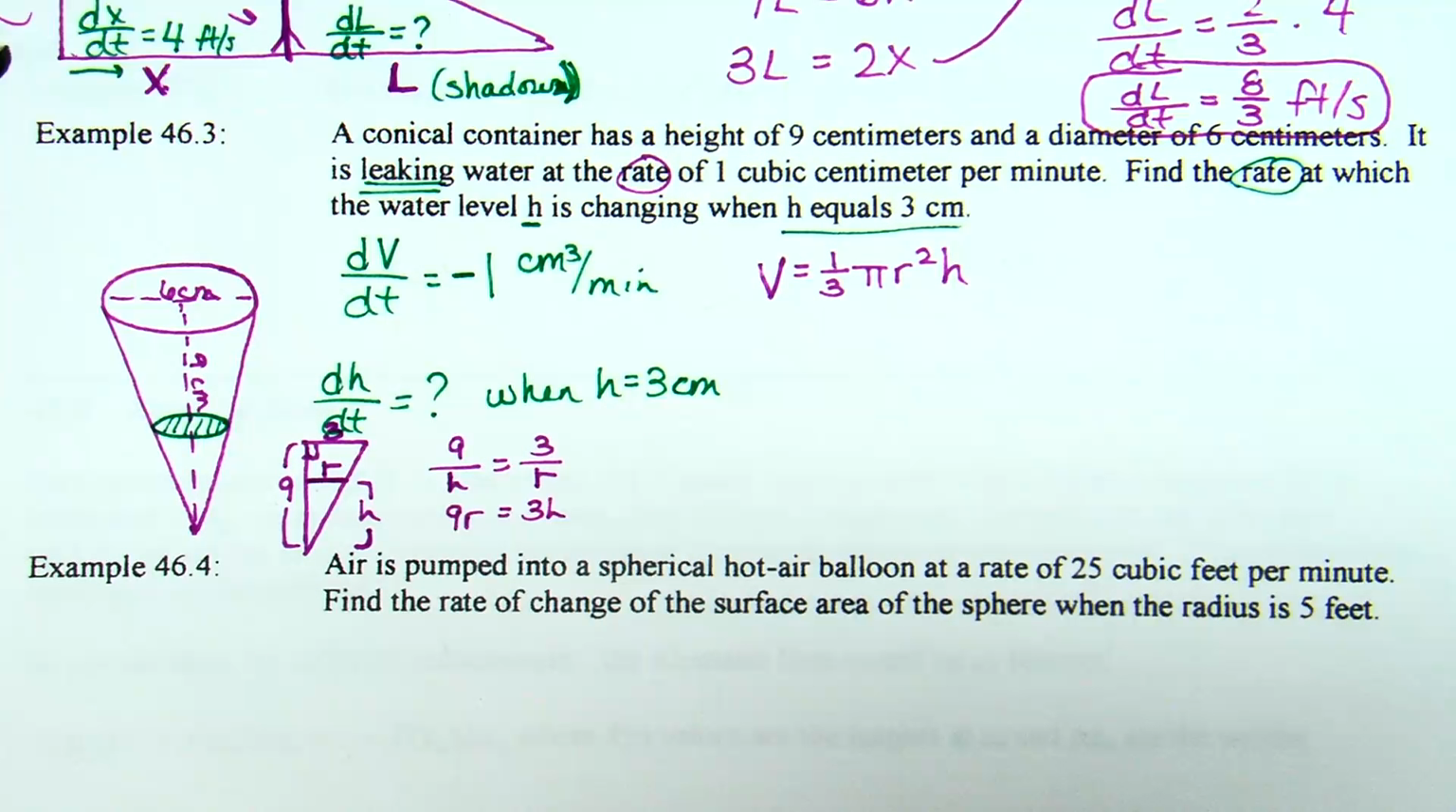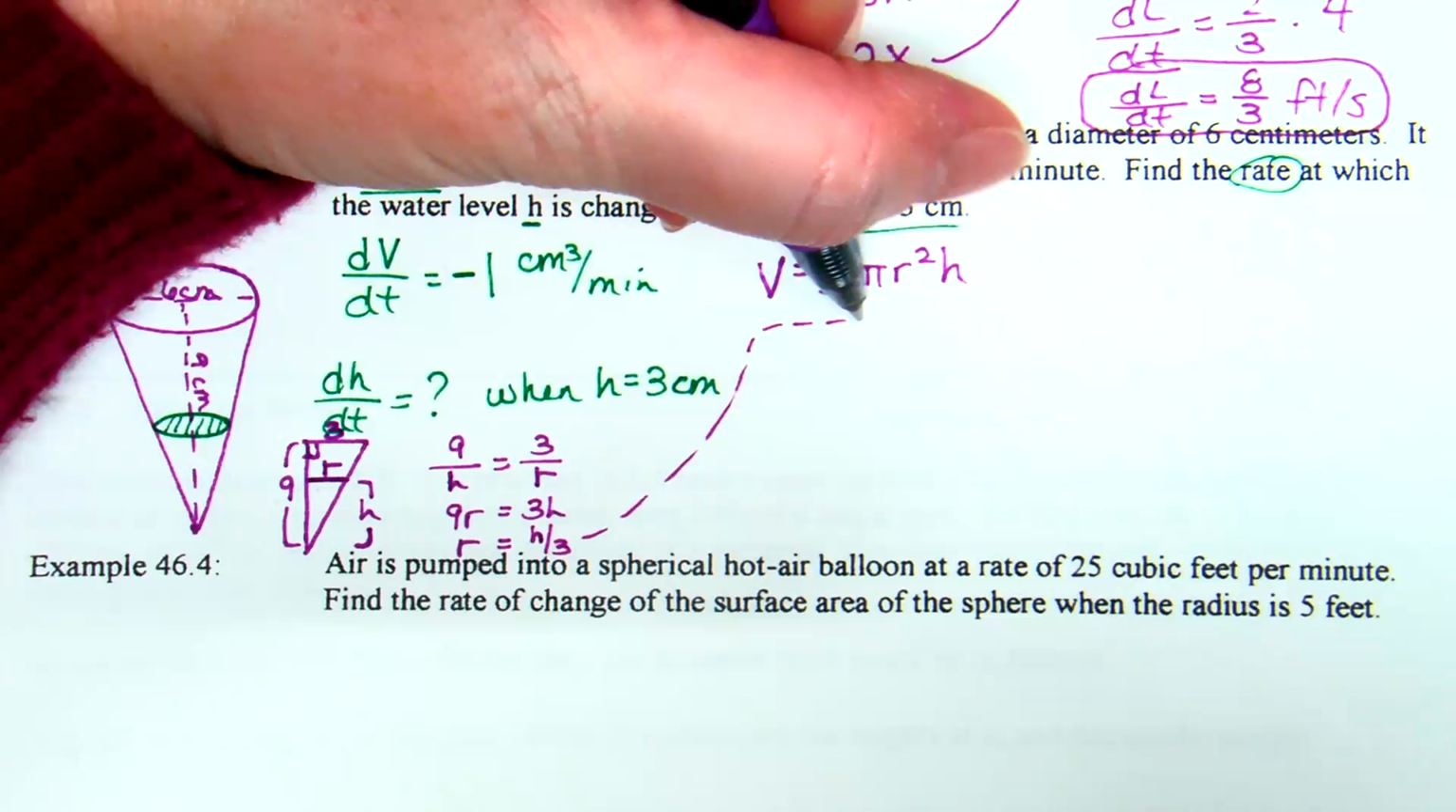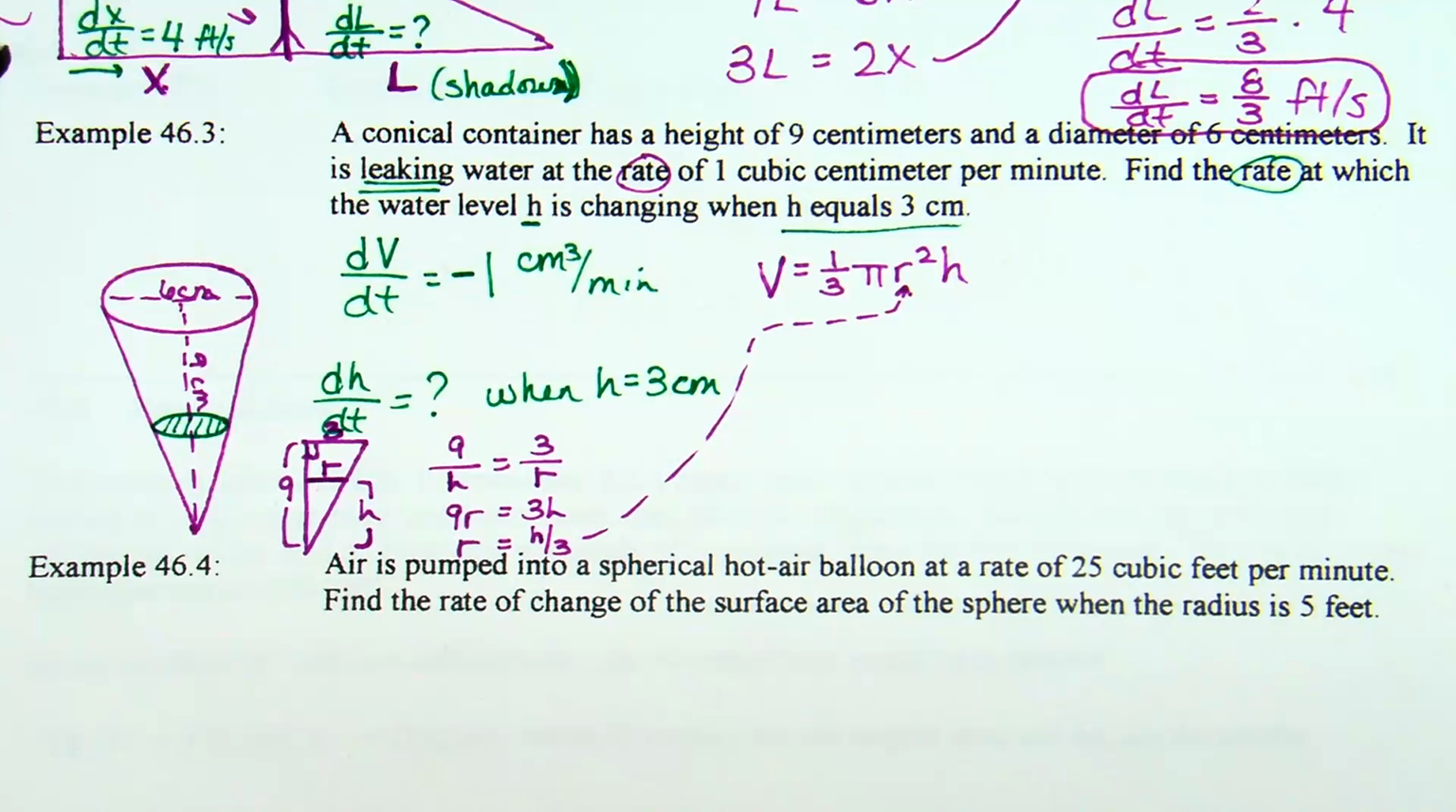So 9r equals 3h. If I solve that for r, dividing by 9, so 3 divided by 9 is 1/3, so 1/3 h, or h over 3. And as I said, I'm going to take that up to my volume formula, and I'm going to use that to plug in r. I'm trying to get this all in terms of h, so that when we take the derivative, we don't have to have multiple variables in a product rule.